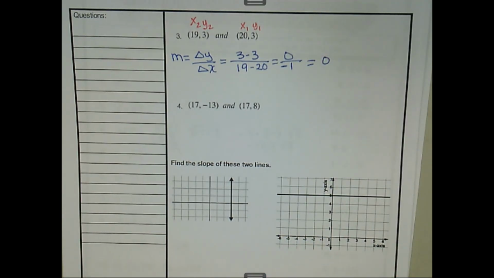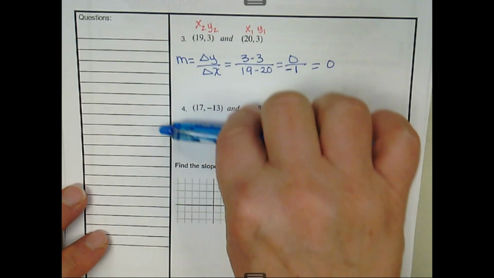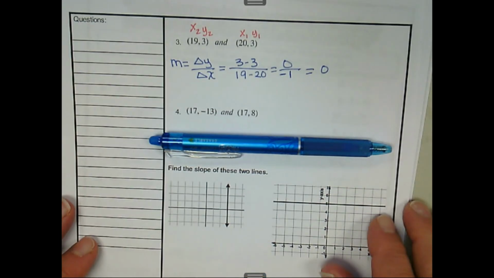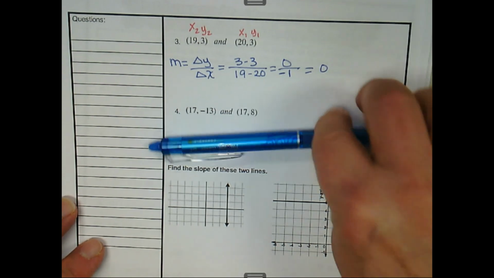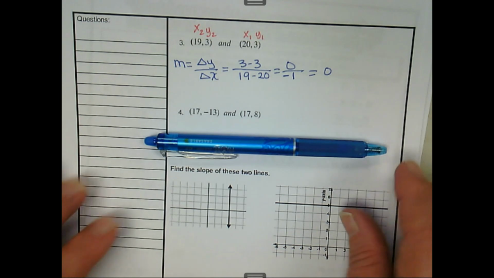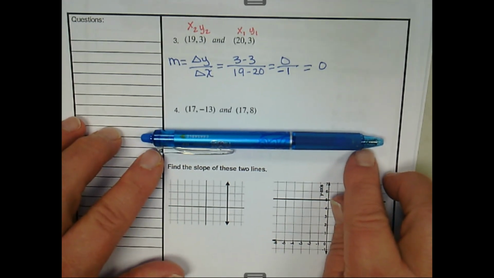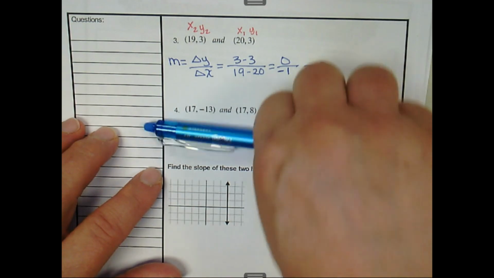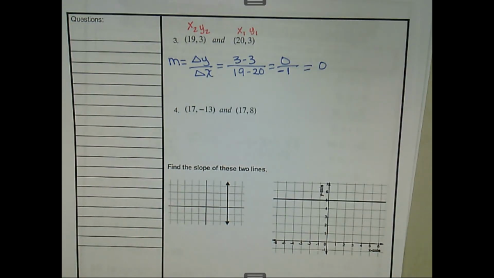Okay, I want you to think about a slope of 0. If I have a slope of 0, that means that whatever my line is, it's not going up and it's not going down. So it's perfectly horizontal. Anytime you see a slope of 0, remember it's not going up, it's not going down. This would be a horizontal line.